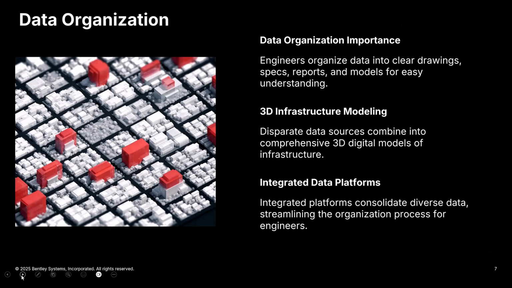The next step in the process of data transformation is data organization. This can take many forms. For example, we as engineers organize the data into clear drawings, specifications, reports, and models so we can understand it and make sense of it, and so contractors can understand how to build it. For infrastructure design, we can combine disparate data into comprehensive 3D models so we can look at impacts like utility conflicts, wetland impact, and right-of-way encroachment. We can use integrated data platforms to help streamline that process.